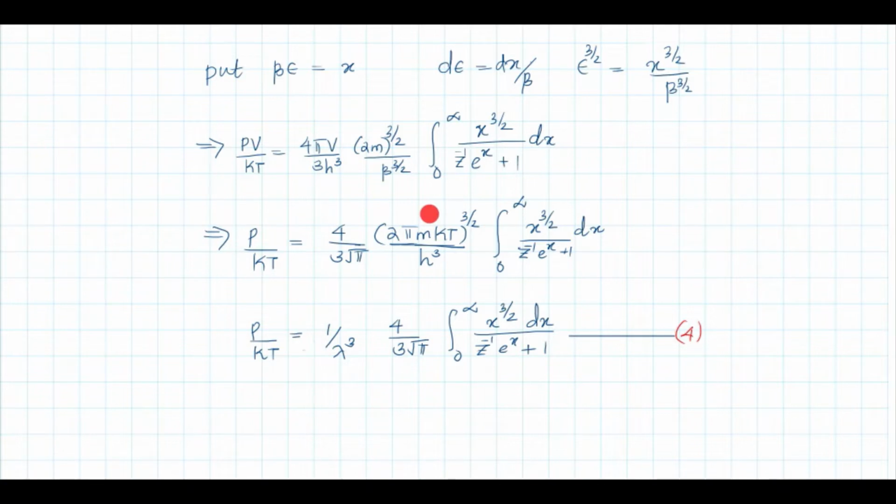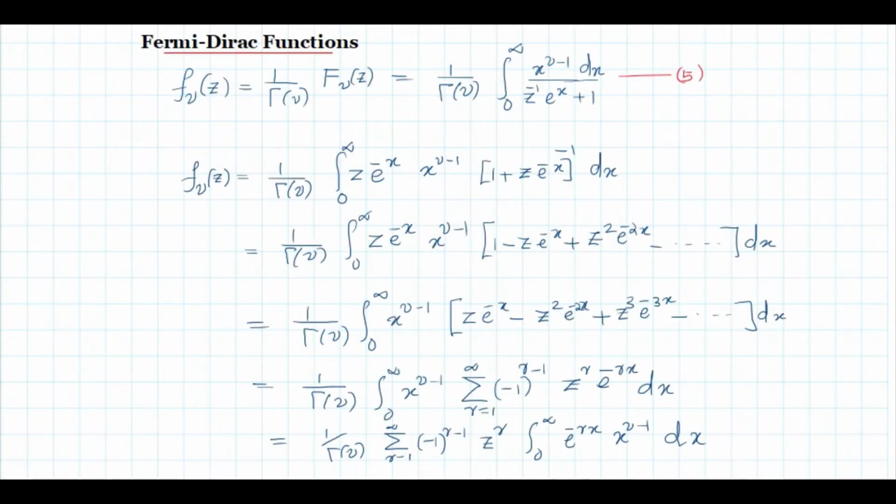So P by kT is, this quantity is nothing but 1 by lambda cube, where lambda is the thermal de Broglie wavelength, into 4 by 3 root pi, integral 0 to infinity, x raised to 3 by 2 dx by z raised to minus 1 e raised to x plus 1. Now, we will define a set of functions which are known as Fermi-Dirac functions. In the case of Bose gas, we have Bose-Einstein functions g nu of z, but here it is represented as f nu of z. It is defined as 1 by gamma of nu, integral 0 to infinity x raised to nu minus 1 divided by z raised to minus 1 e raised to x plus 1 dx.